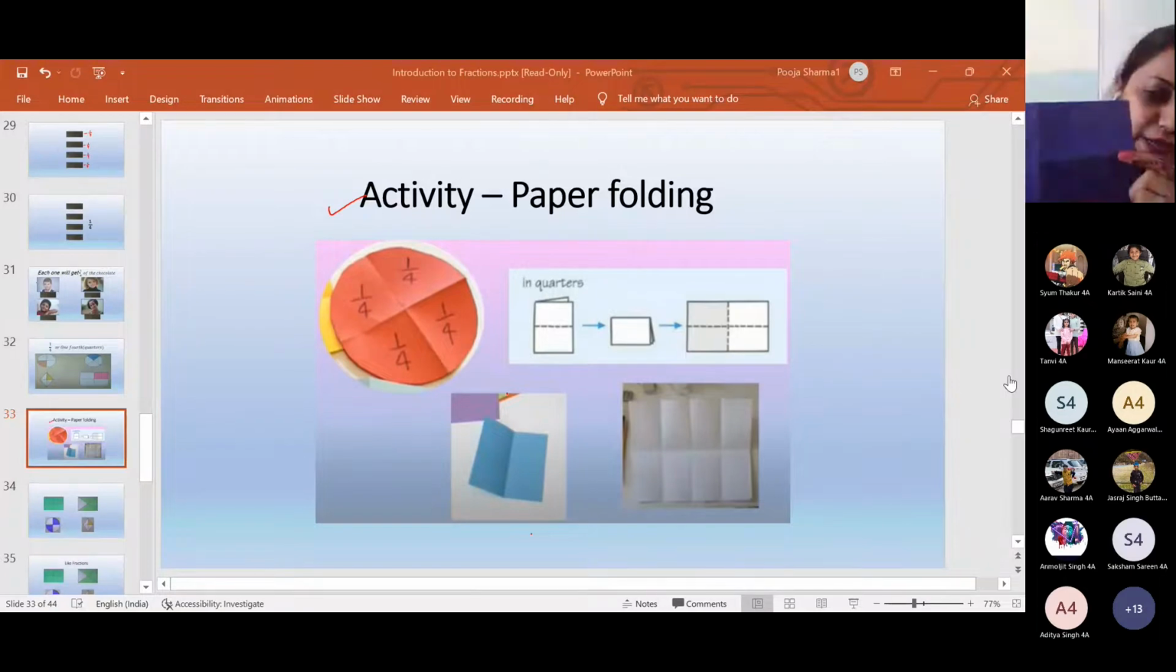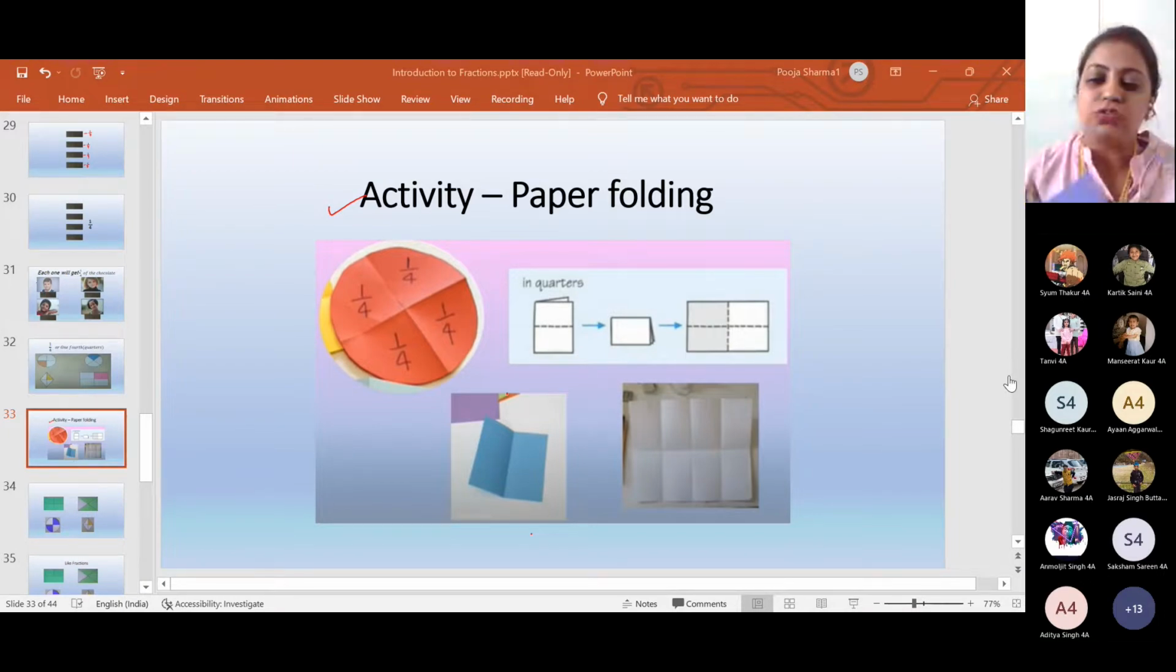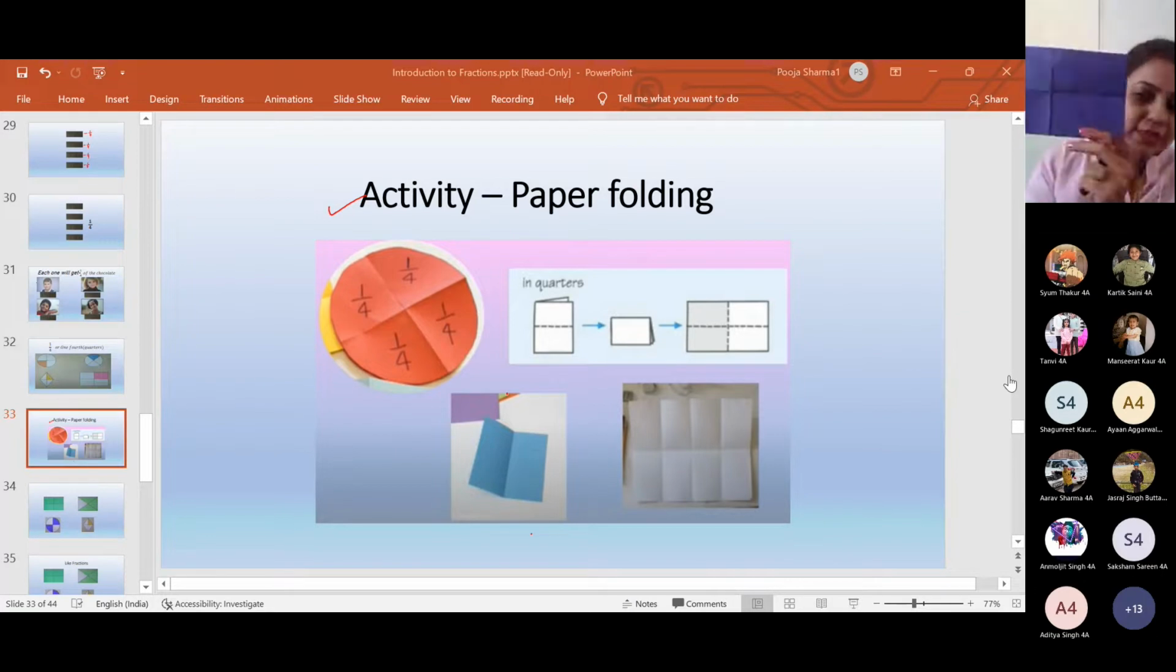Now it is divided into 4 equal parts. You can see it is divided into 4 equal parts. So what you have to do, you have to make a line where we have folded it. Okay. I am showing you. You have to make a line where we have folded it like this.